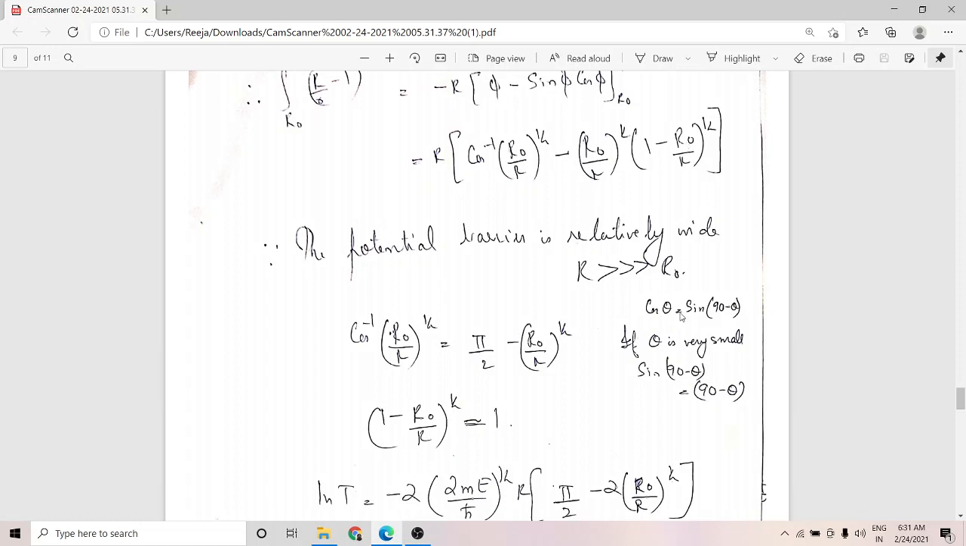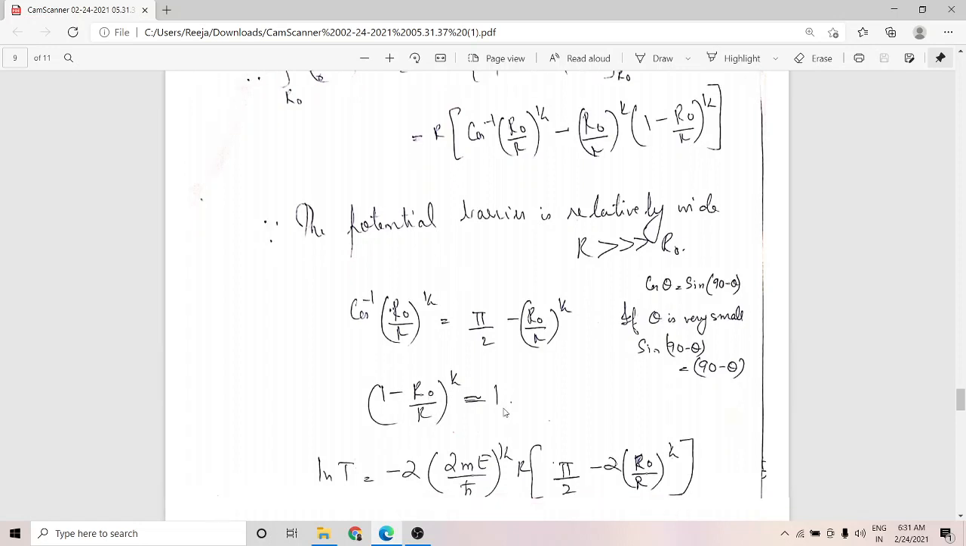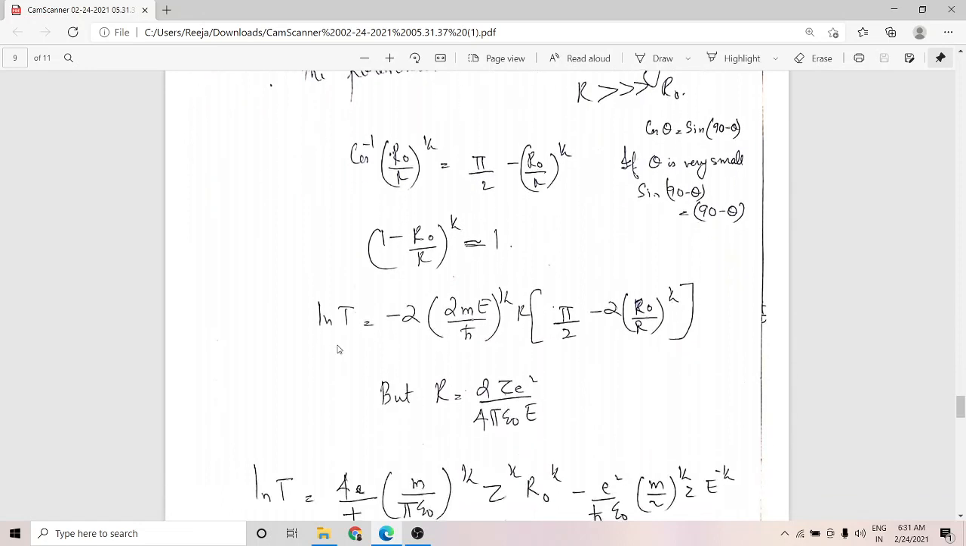So we know that cos theta is equal to sin 90 minus theta. Now if this angle 90 minus theta is very small, then sin 90 minus theta is 90 minus theta. So we do some approximations here. Cos inverse root of R0 by R is nearly equal to pi by 2 minus root of R0 by R. And 1 minus R0 by R the whole raised to half is nearly equal to 1, since R0 by R is a very small value. So you make those substitutions here so that you get log t, or natural logarithm of t, to be of this form.